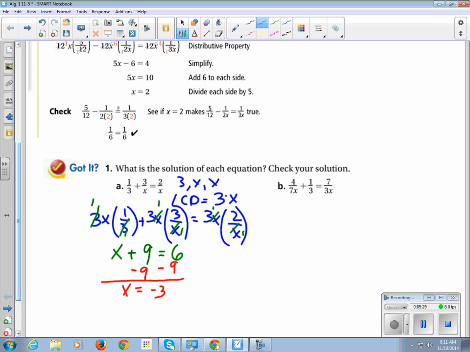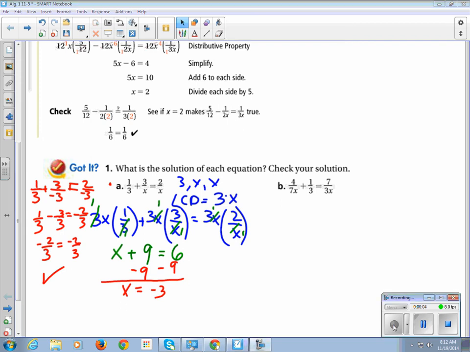x equals negative 3. And it did say to check our solution, so I'm going to come back up here and go 1/3 plus 3 over negative 3 equals 2 over negative 3. Is 1/3 minus 3/3 equal to negative 2/3? 1/3 minus 3/3 is negative 2/3. It is equal to negative 2/3, so we are all checked out here.